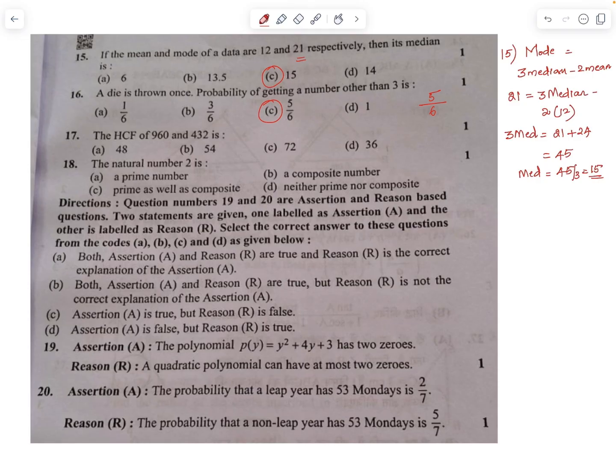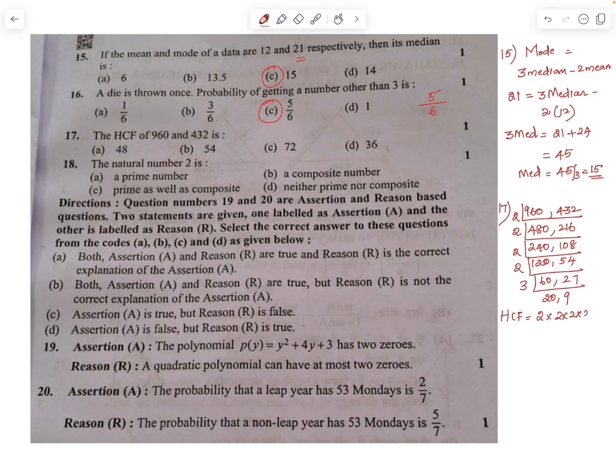Question number 17. The HCF of 960 and 432 is 960, 432. Either you can do the prime factorization, get the factors, or do a division like this. After this, we cannot proceed with the division because 20 and 9 does not have a common factor. So the HCF is the product of all these numbers, 2 to the power 4 into 3, which is 48. So the answer is option A. Question number 18.